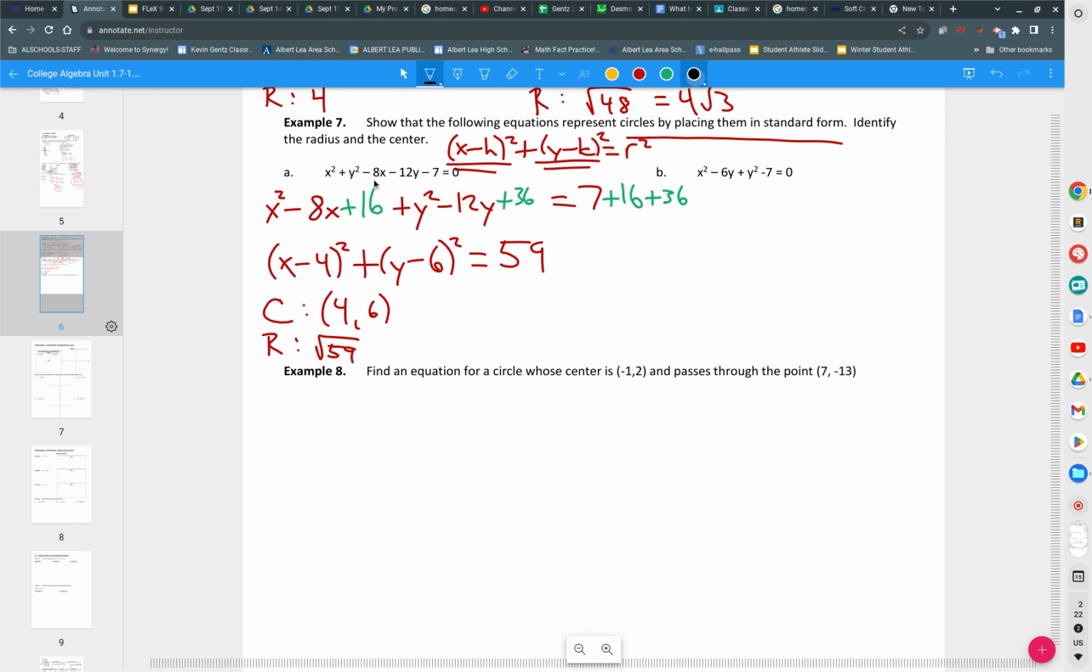For the next one, notice that you just have x squared. That is a completed square. There's no other x's to go along with it. So we're good to go for the x. But then we have a y squared, we have a minus 6y, and we drop the 7 over. Right now, see if between you and your partner you can complete that square and identify both the center and the radius. Go.